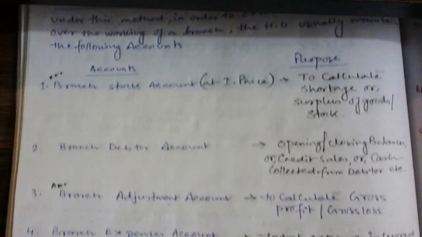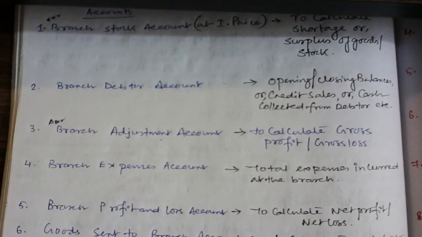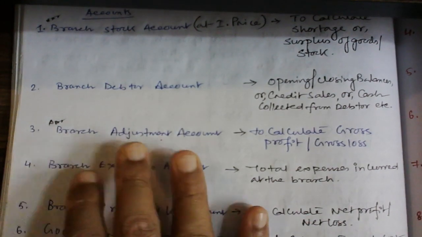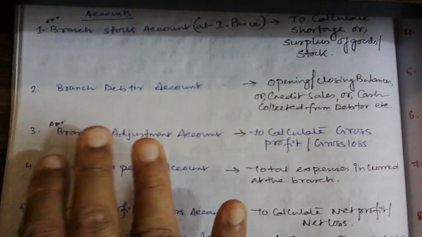Okay. After that, the branch adjustment account. The branch adjustment account is quite important in terms of calculating the GP or the gross loss. The name itself suggests the adjustment.